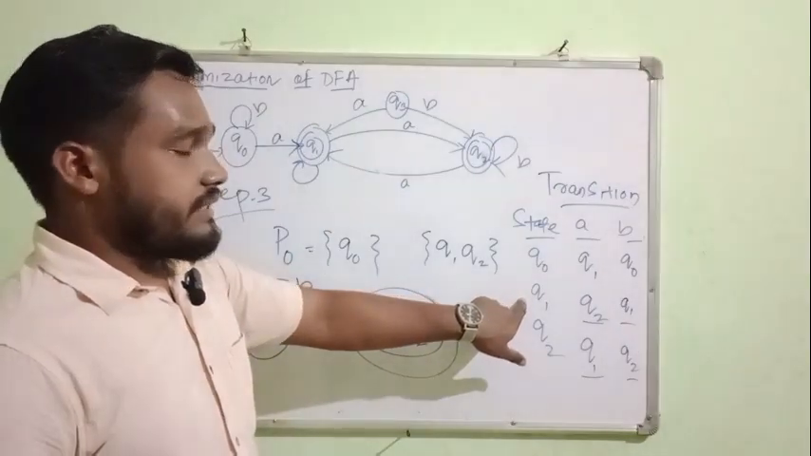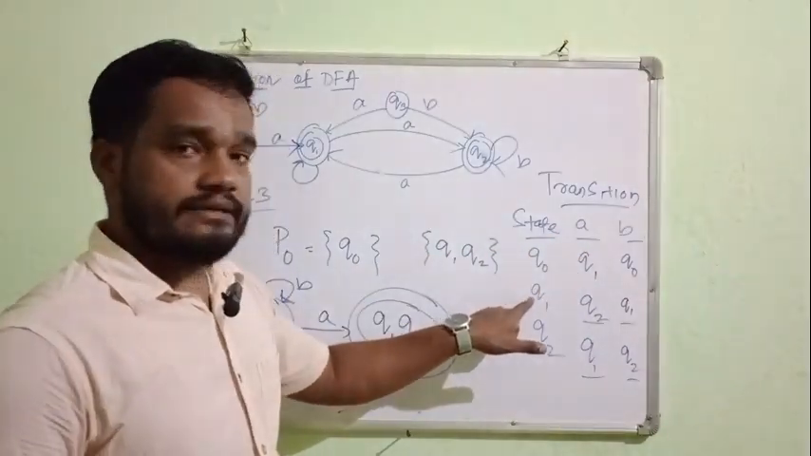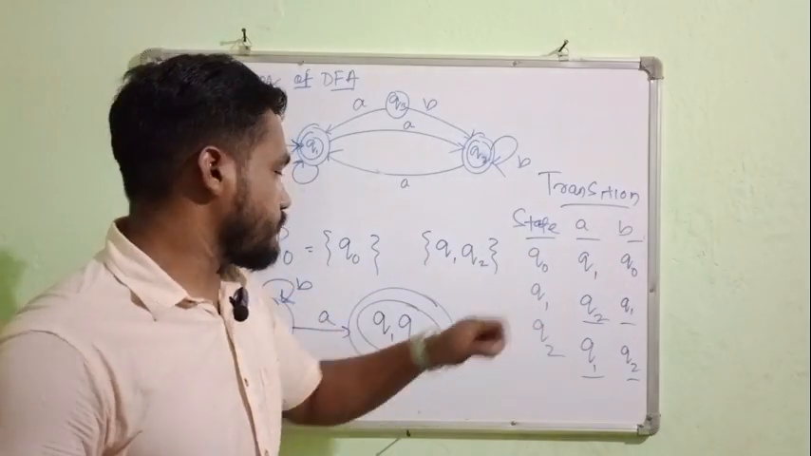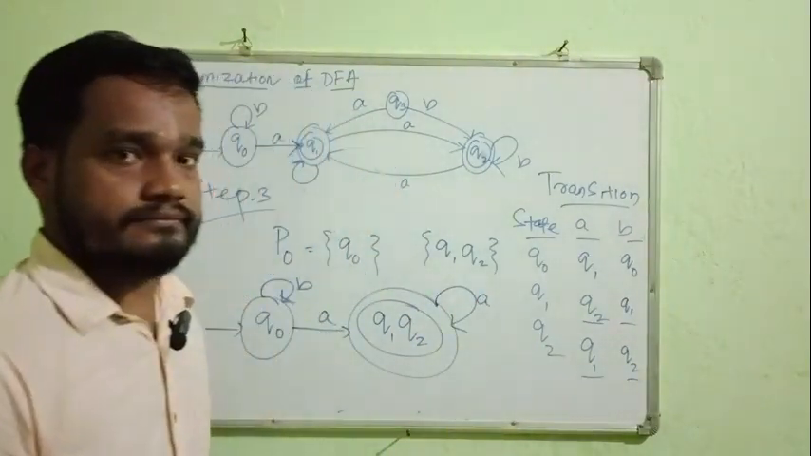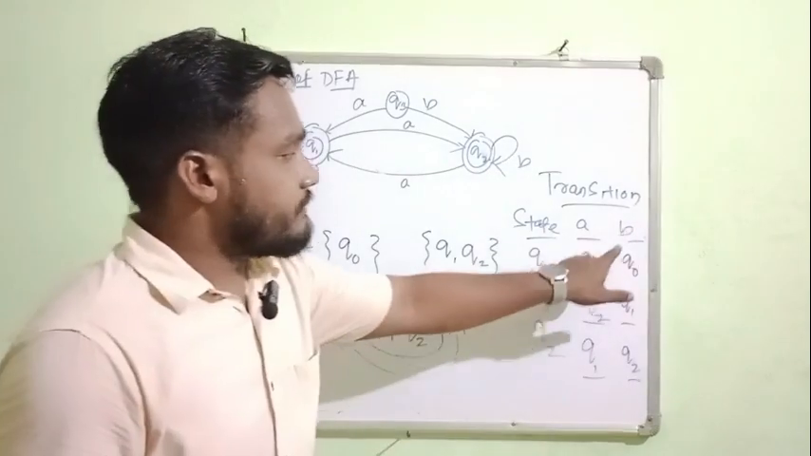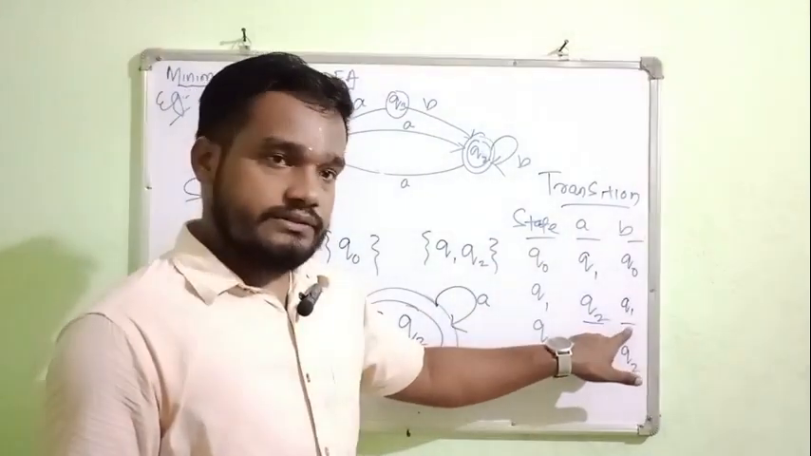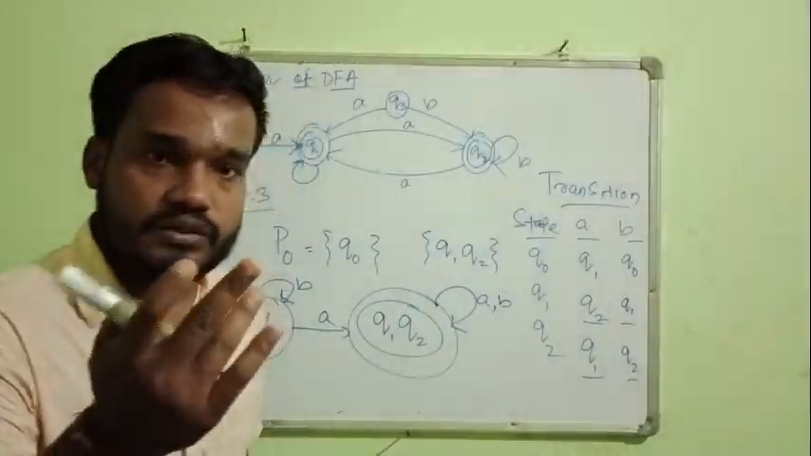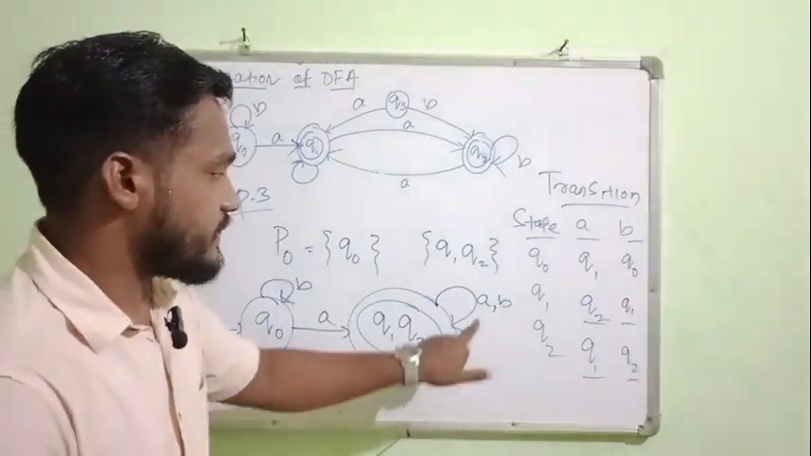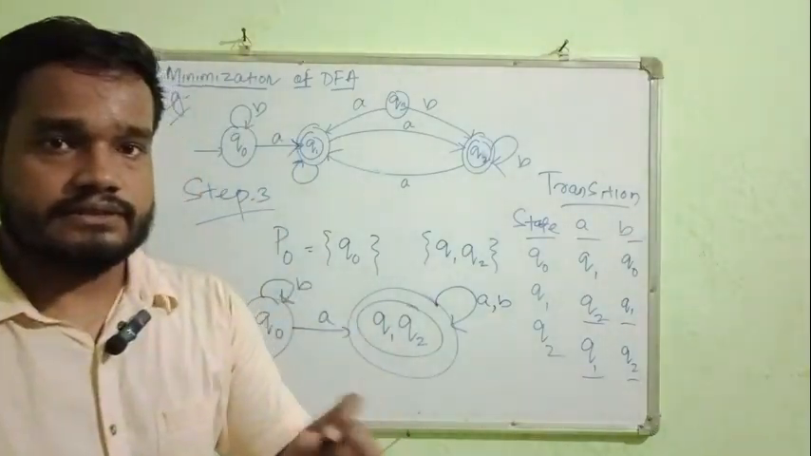Then we will go to Q1. If we use A in Q1, then we arrive at Q2. If we use B in Q1 state, then we arrive at Q1. So here two symbols are used, that is A and B.